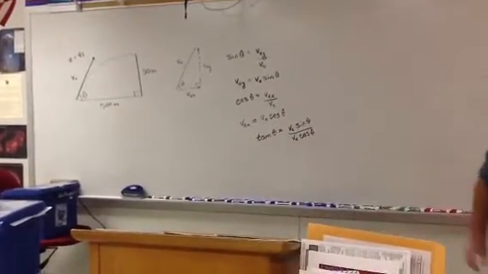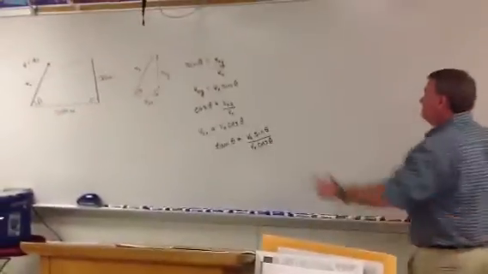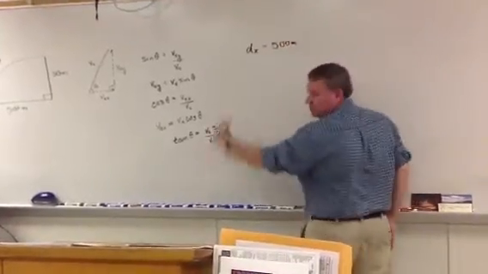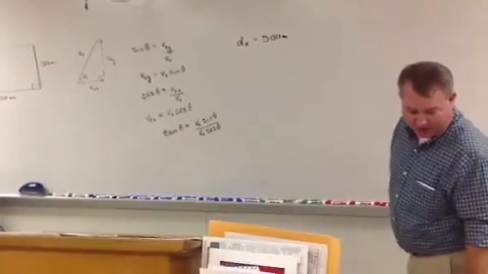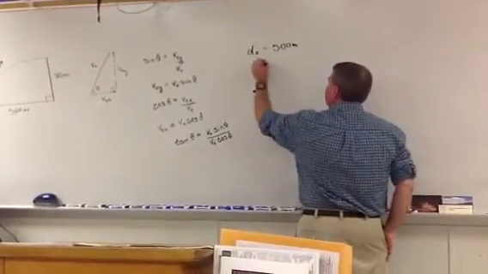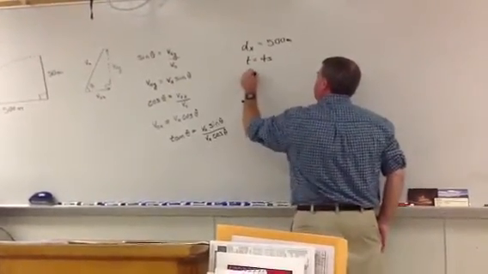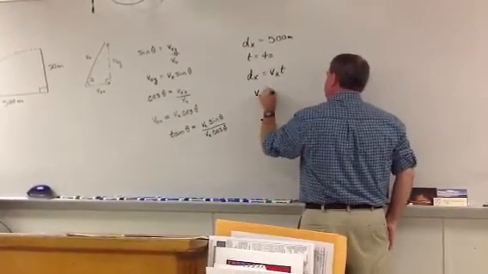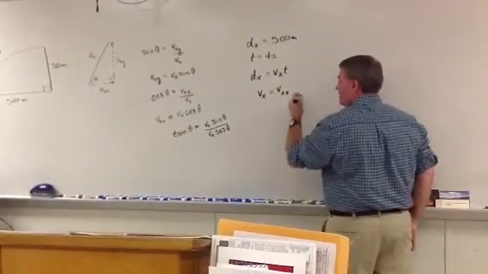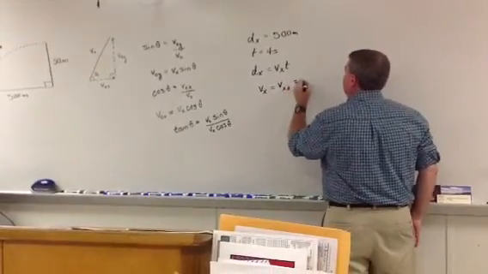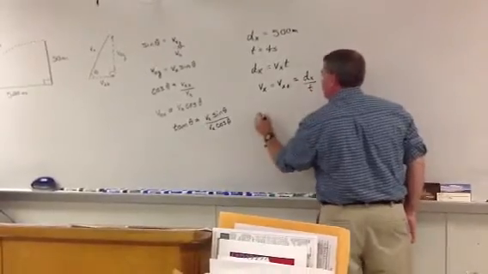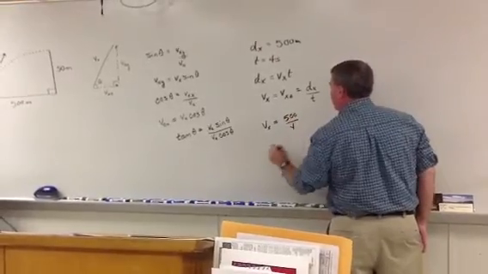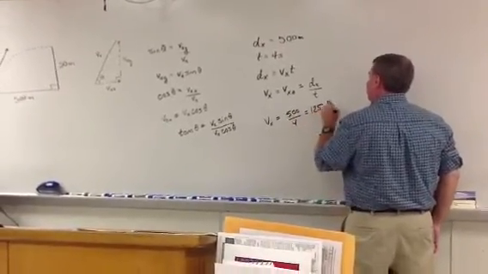So, the distance in the x direction, we know. Distance in the x direction is equal to 500 meters. The time in the x direction is equal to 4 seconds. So t is 4 seconds. Distance in the x direction is equal to velocity in the x direction times time. So Vx, which is really Vx naught or V naught x, is equal to distance in the x direction divided by time. So Vx is equal to 500 divided by 4, which is 125 meters per second.